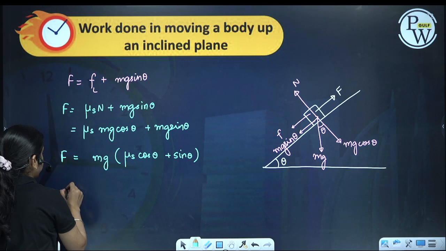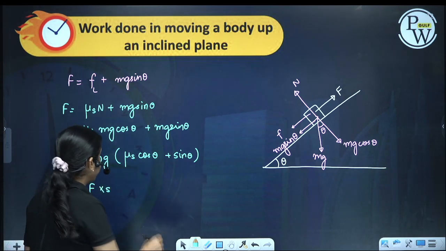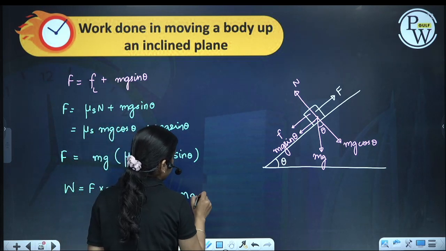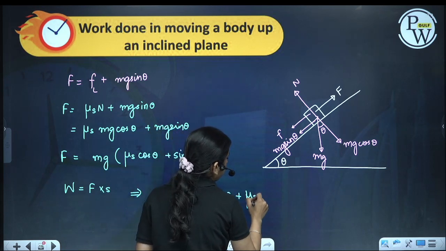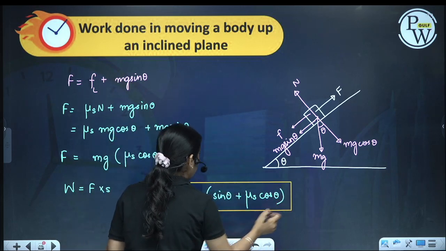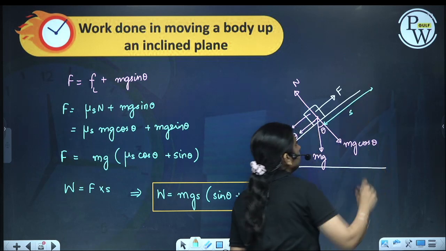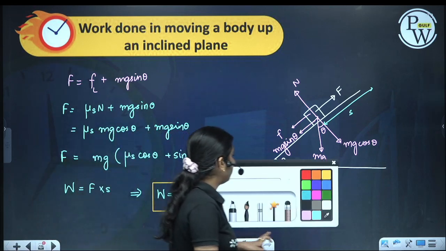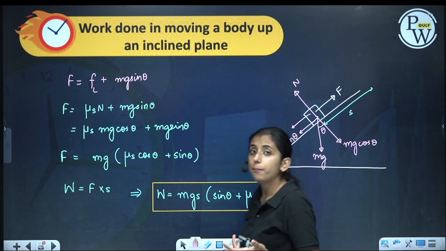Now this is the applied force. Work done is equal to F into S, if S is the displacement. So from here we will get work done is equal to mgS into (sin theta plus mu s cos theta). This will be the work done in moving the body up an inclined plane, where S is the displacement of the body up the plane.